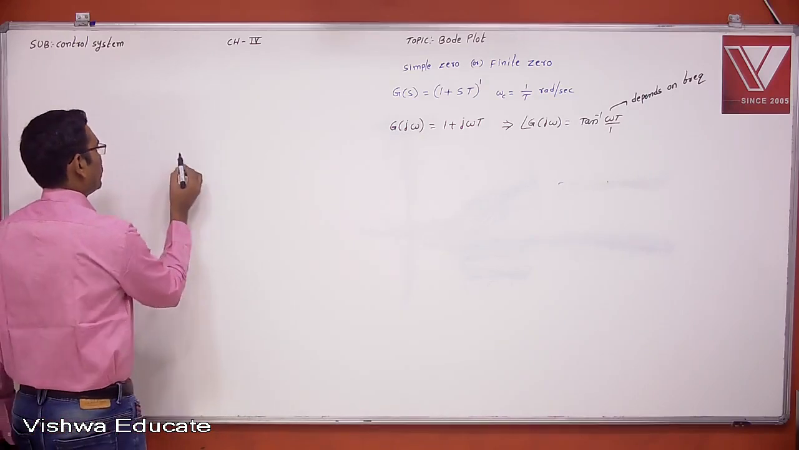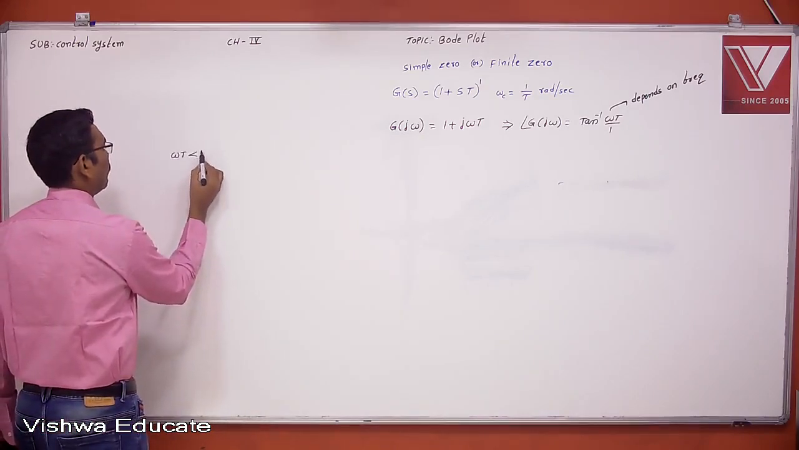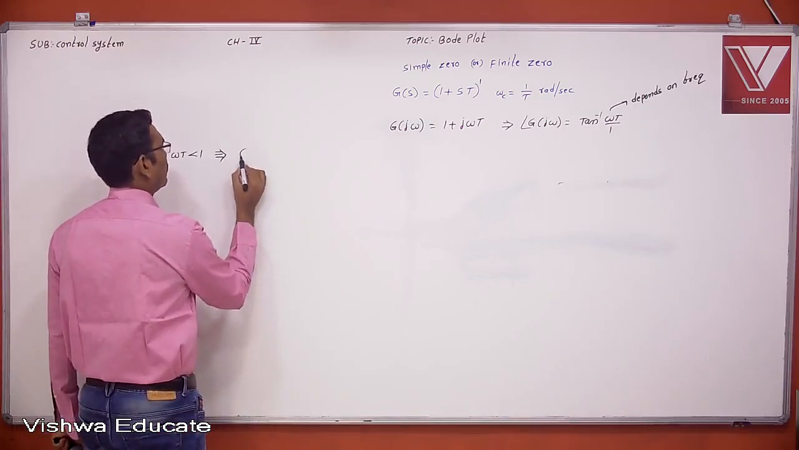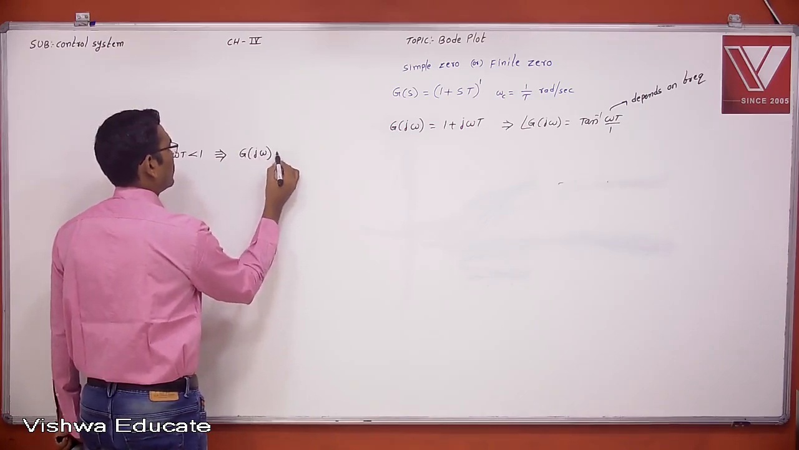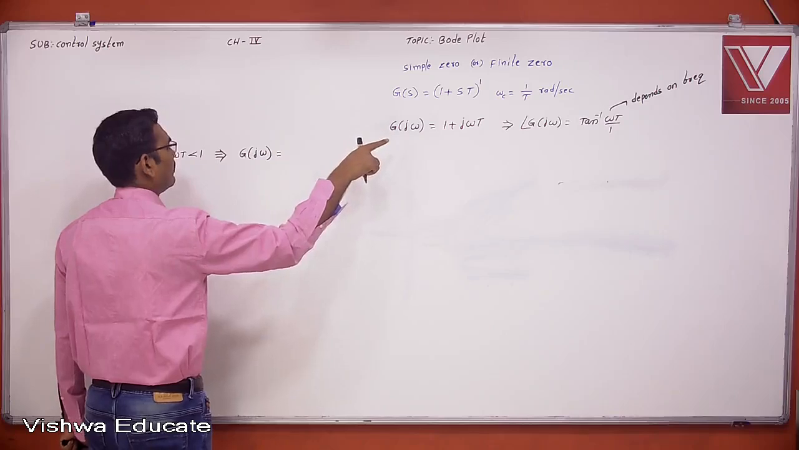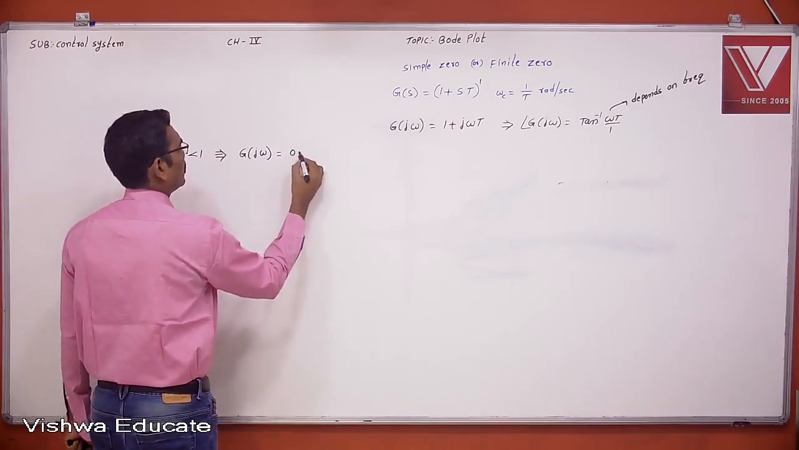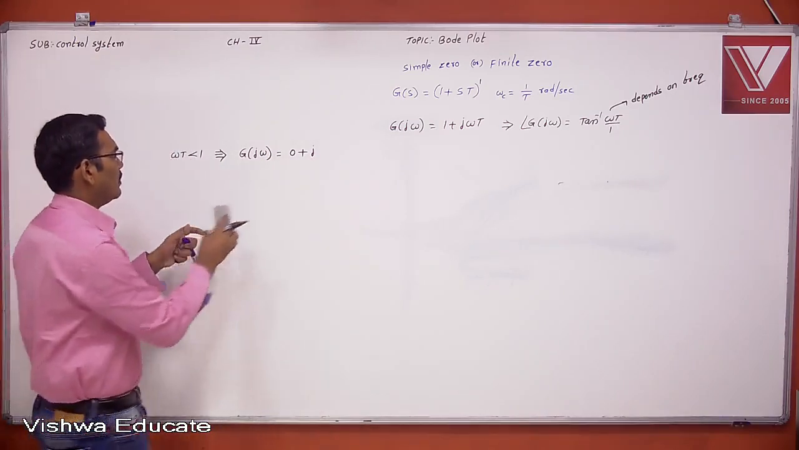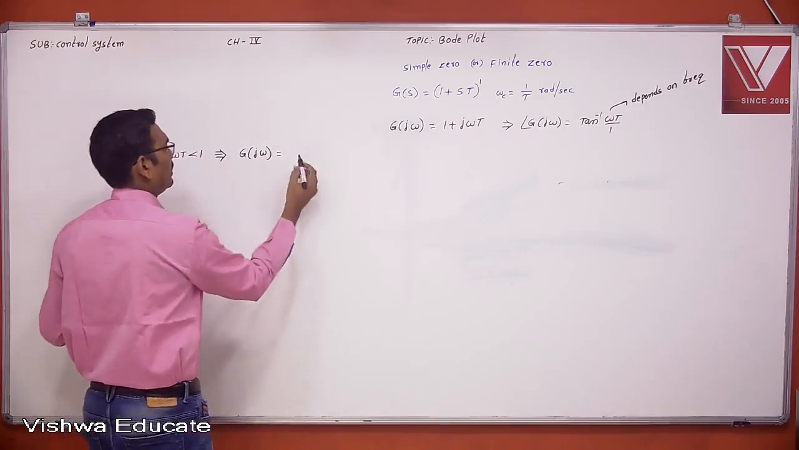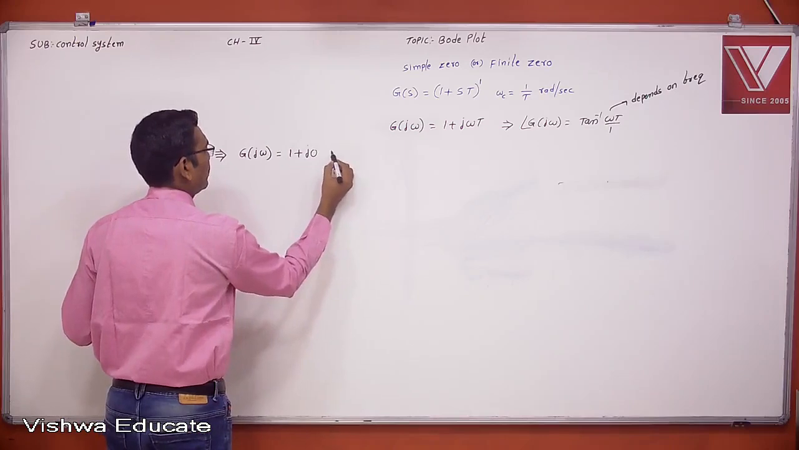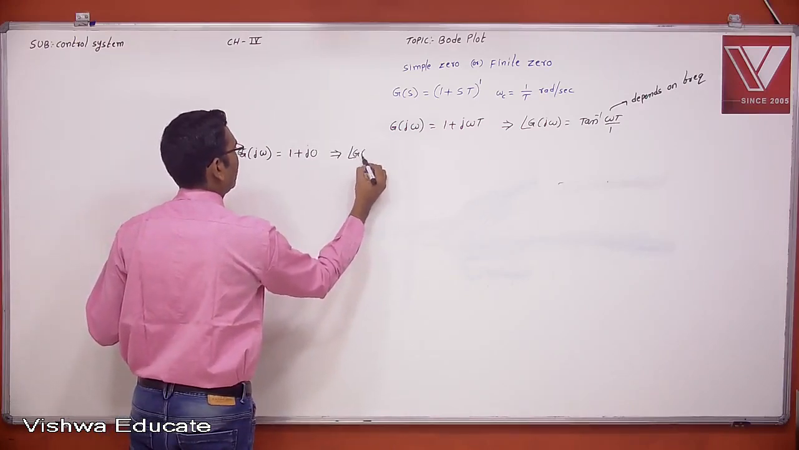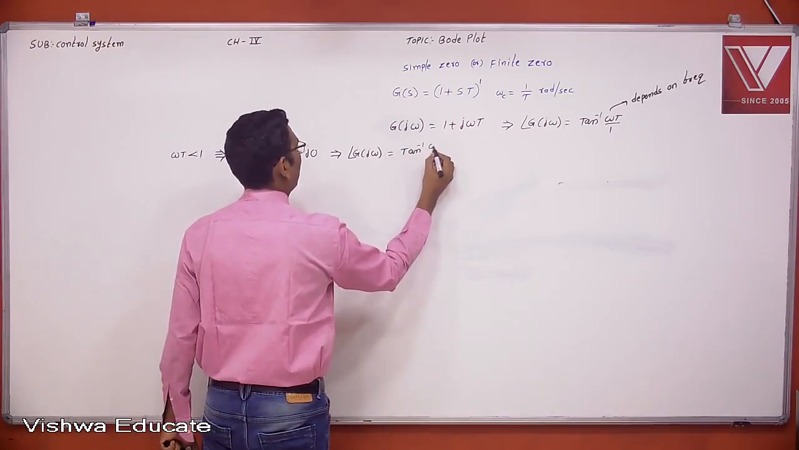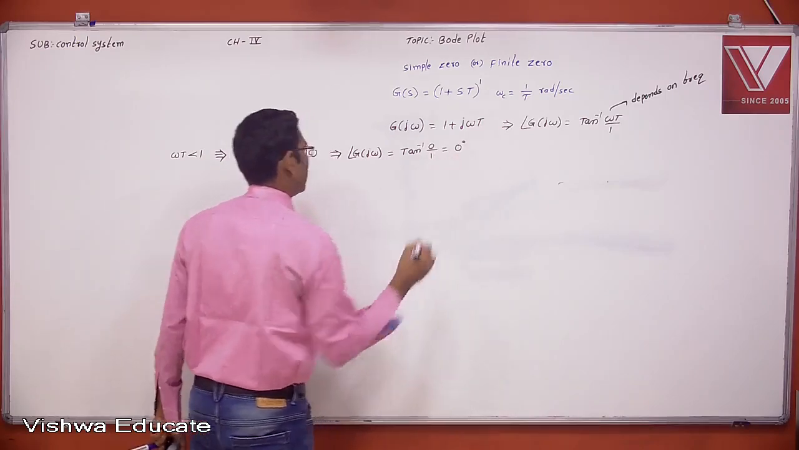we will take an approximation when omega T is far less than 1. When omega T is far less than 1, G of j omega is equal to, neglecting omega T, 1 plus j0. Then what is the phase? The phase angle is tan inverse imaginary part by real part. Tan inverse 0 is 0 degrees.